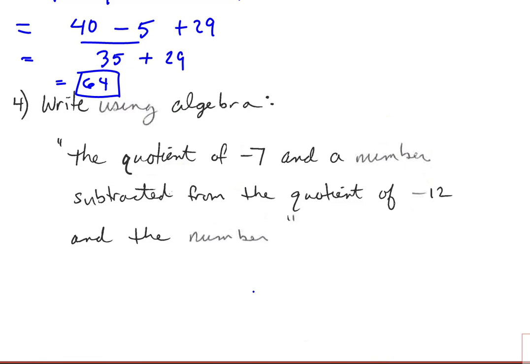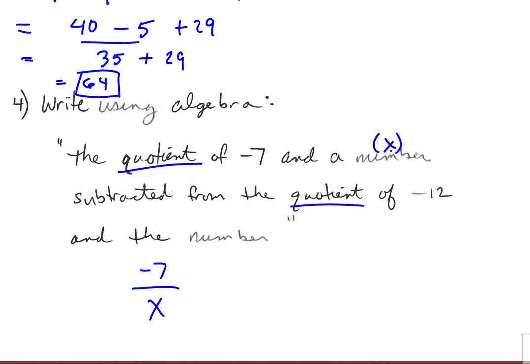When we see words like quotient, which we do see twice in this problem, quotient refers to division. And so when we see the quotient of, that can be translated into a fraction representing the division. When we see, as it starts here, the quotient of negative 7 and a number, we could put that as negative 7 over x, x being the number.